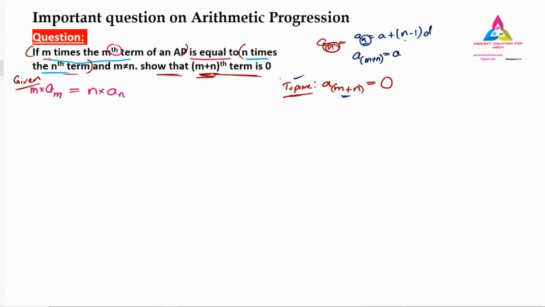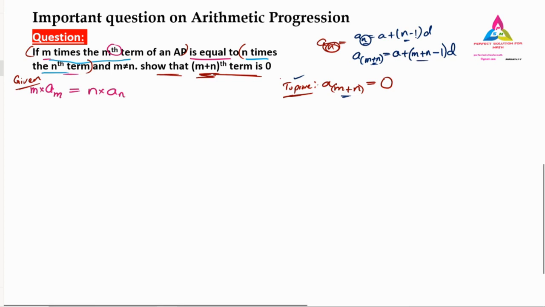So a as it is. Instead of n, what do I have to write now? Because in the position of n, we have m plus n, so I have to write (m plus n minus 1), and that minus 1 I have written as it is, into d. Understood? Instead of n, they have given m plus n, so I have to substitute m plus n in place of n. That's all. That is what we have to prove now.